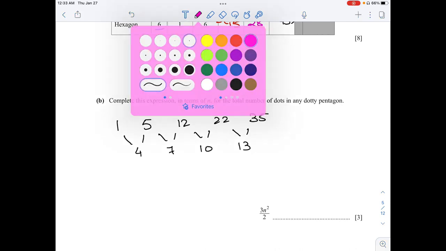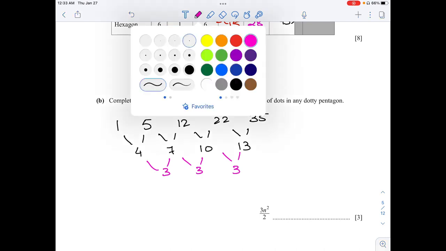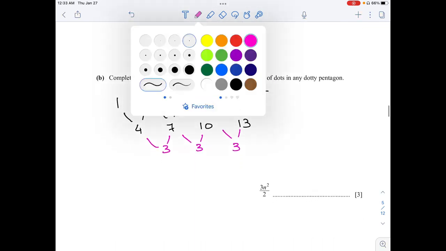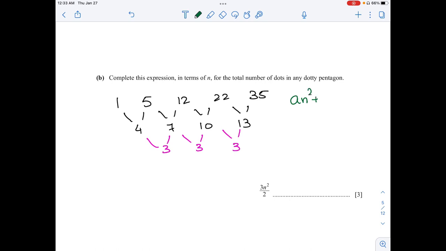Now again, further the difference is going to be 3, 3 and 3. So in the second stage it is going to be 3, 3, 3. Whenever it is 3, 3, 3 in the second stage, this is called a quadratic sequence. So remember, this is called a quadratic sequence. So in that case, the nth term should be in the form of an square plus bn plus c.